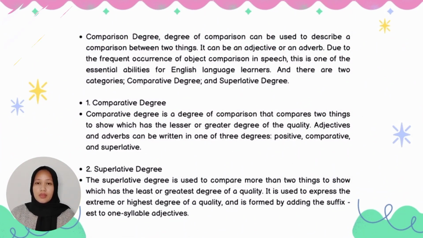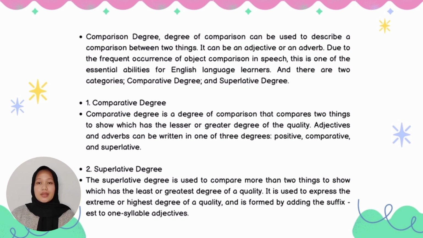The next is conversation degree. Degree of conversation can be used to describe a comparison between two things. It can be an adjective or an adverb. Due to the required account of object comparison in speech, this is one of the essential abilities for English language learners. And there are two categories. This is comparative degree and superlative degree.